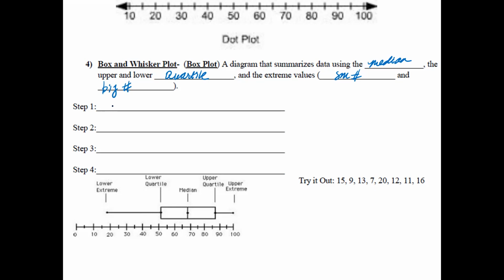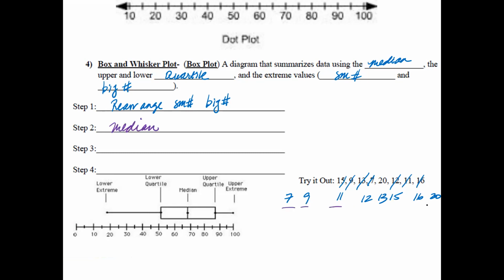First step, you're going to go ahead and rearrange the numbers from the smallest number to the biggest number. So my smallest number here is 7, 9, 11, 12, 13, 15, 16, 20. Next step, you're going to find the median, the middle number. So your middle number is going to be 12.5.